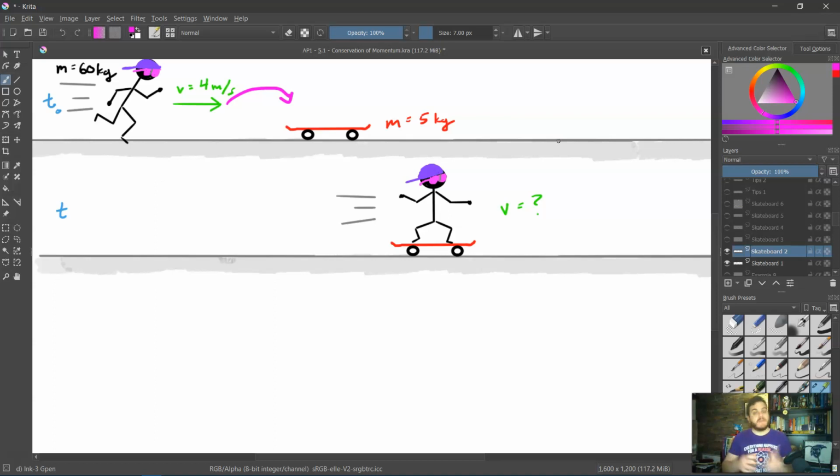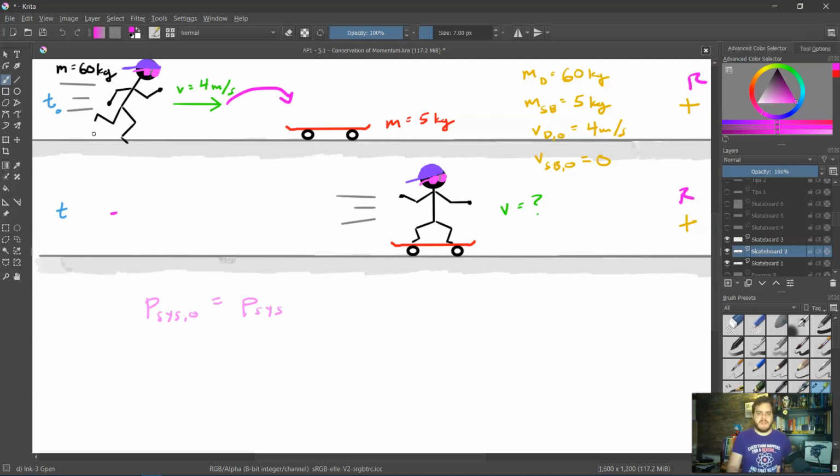Okay, so once again, let's go through all these details again. Let's go ahead and identify all of the givens we're given, which is the two masses. I did D for dude and SB for skateboard. The two masses and their initial velocities. And I went ahead and defined positive as the right. I'm going to say negative is the left. And we're going to use the law of conservation of momentum once again.